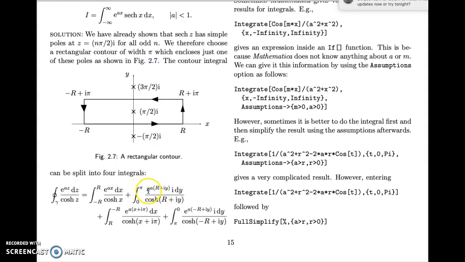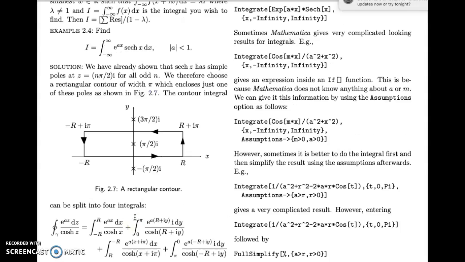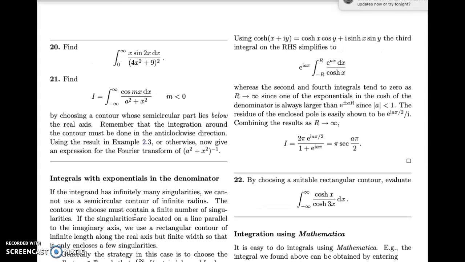So we've got an exponential, e to the ar. Here we've got an exponential, basically cosh r means e to the r. So e to the r will always be larger than e to the ar because a is less than 1. So as r goes to infinity, the integrand will definitely go to 0, and the same with this. So we're safe. Both of these integrals will go to 0 as r goes to infinity. So we just end up with this integral plus this integral that we've rewritten.